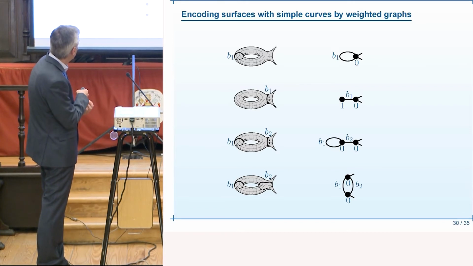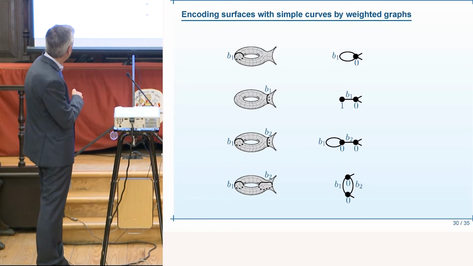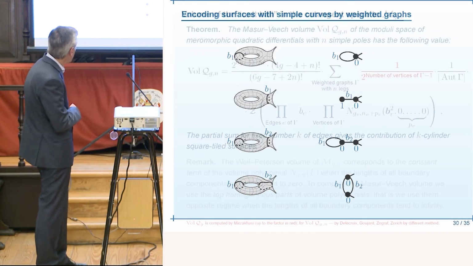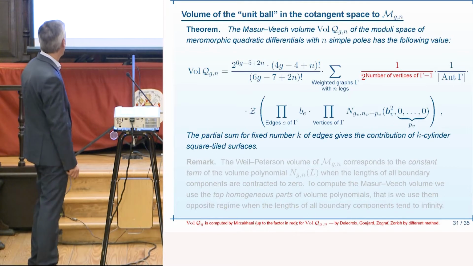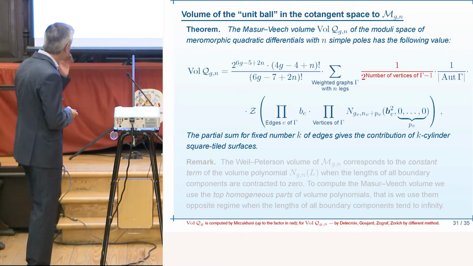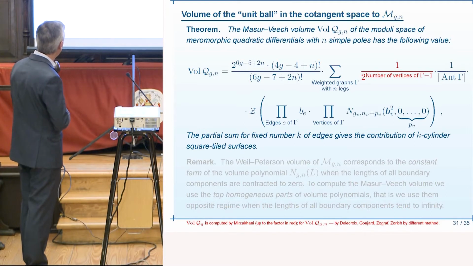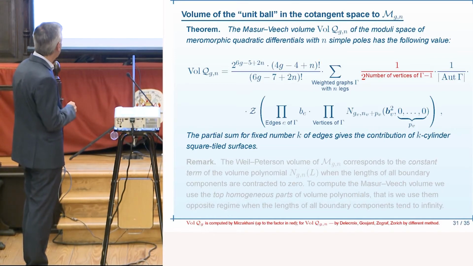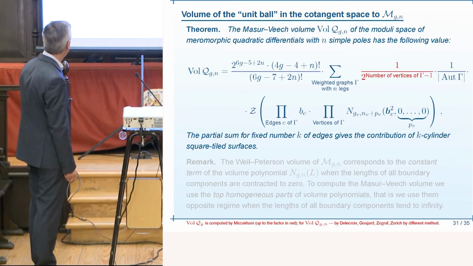So the vertices correspond to connected components. I have to record what is the genus of the corresponding connected component. For example, here when I cut it open, I have genus 1 on the left, genus 0 on the right. b1 is the weight which is associated to the corresponding half-edge. And now I can formulate the theorem that the Masur-Veech volume of the corresponding stratum of quadratic differentials, of genus g with n simple poles and otherwise simple zeros, is expressed in terms of these polynomials.